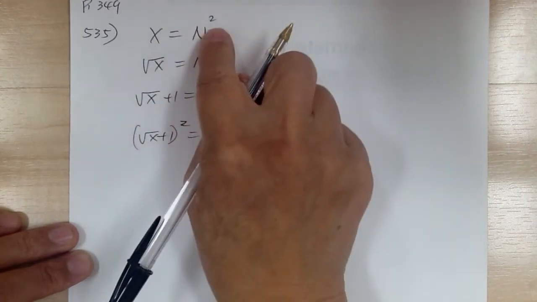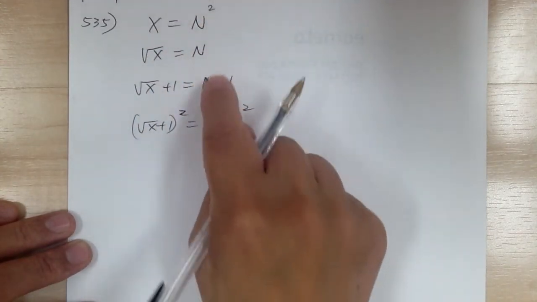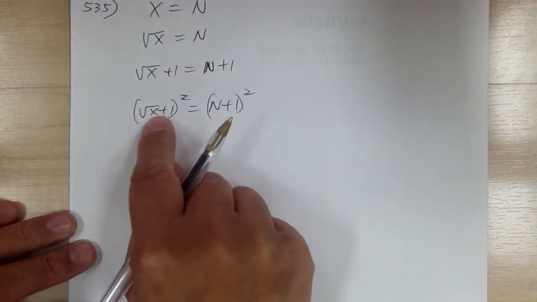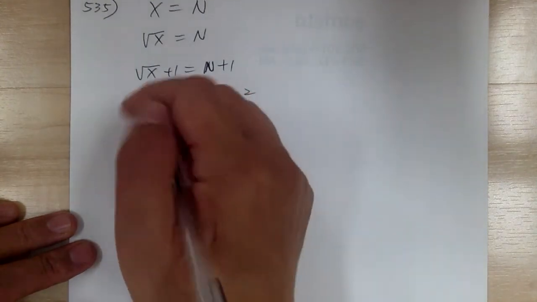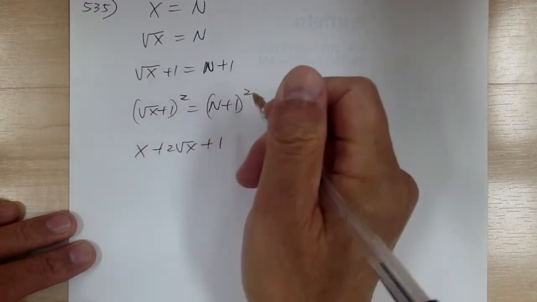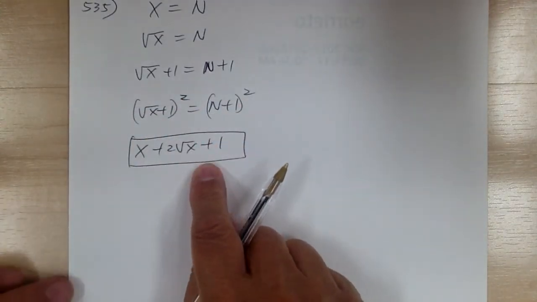So again, x is a square number, so you want to find what the number is. And the next square number is the square root of x plus 1, then you square that. And so therefore it will equal to this. Once you square this side, you're going to get x plus 2 square root of x plus 1. Okay, and that's it. So that would be your next square number.